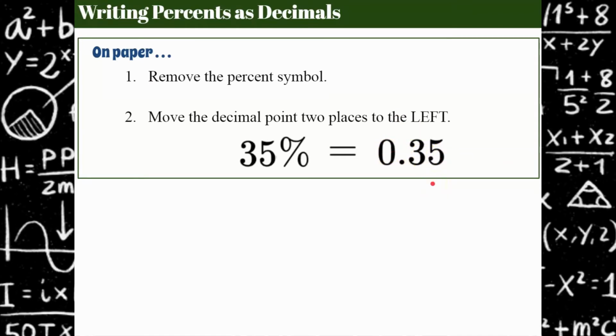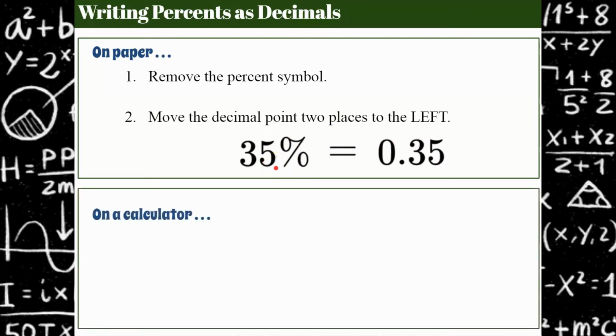read as 35 hundredths. 35 hundredths is equivalent to 35%. Remember back to writing this as a fraction, that's 35 hundredths, 35 over 100. 35% means 35 out of 100.